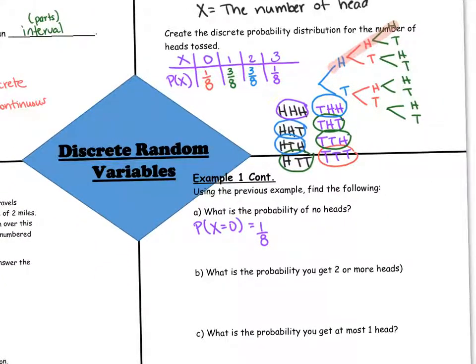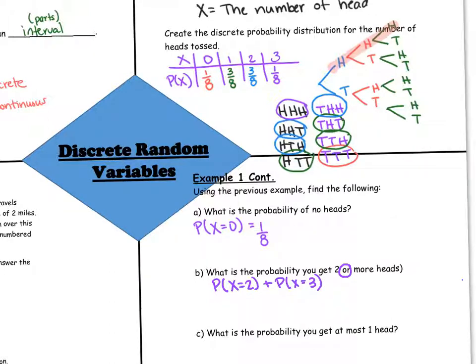Look at the next one. What is the probability you get 2 or more heads? What does it mean to get 2 or more heads in terms of this problem? You can get 2 or 3. What does the word or mean? That means to add. Good. So you can do this: the probability that X equals 2 plus the probability that X equals 3.